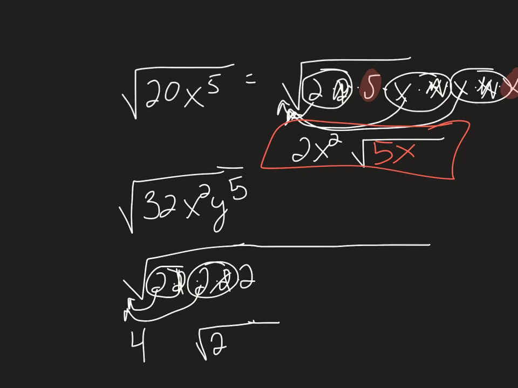So for my x squared, how many is going to come out front? Well, the amount that's going to come out front is just taking your exponent and dividing by 2. So x squared divided by 2 is 1, which means I'm just going to have an x that comes out front. How many y's are going to come out front? Well, that exponent is odd. So I would want to take 5 and take 1 off to get 4. So I have 4 y's. That means I'm going to have 2 groups. So y to the second is going to come out front.